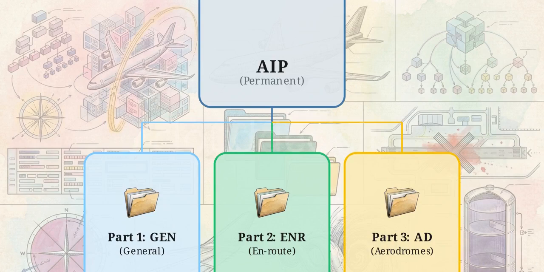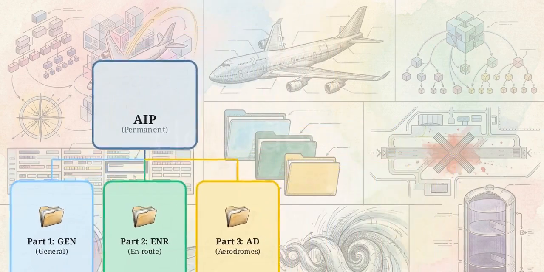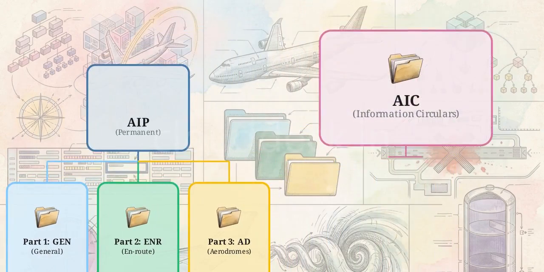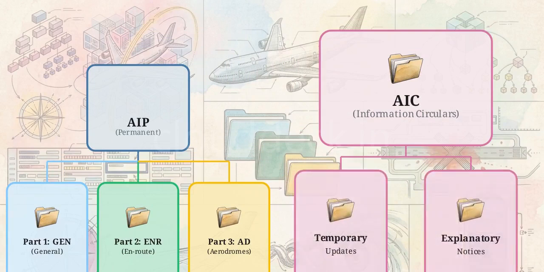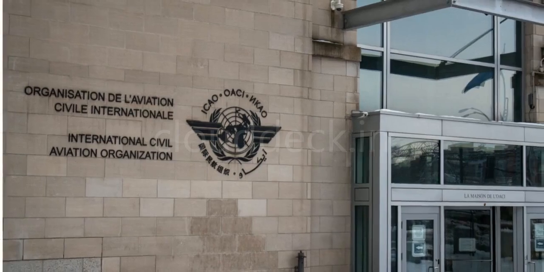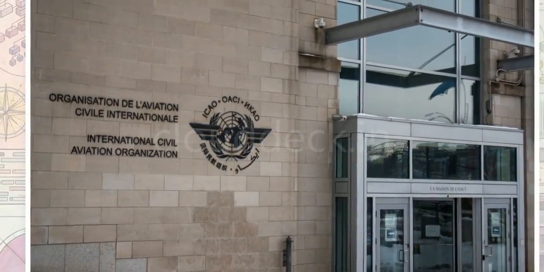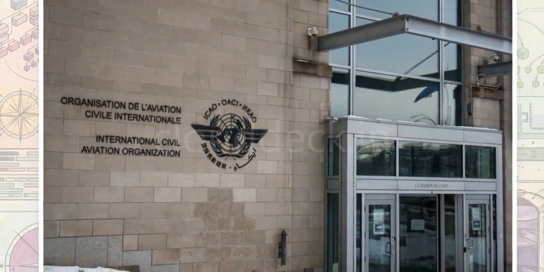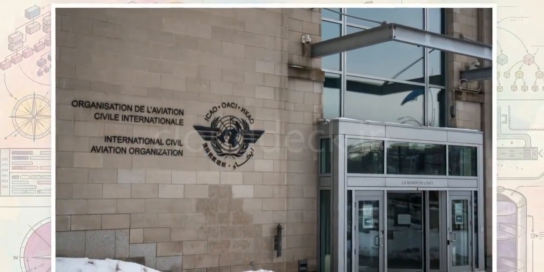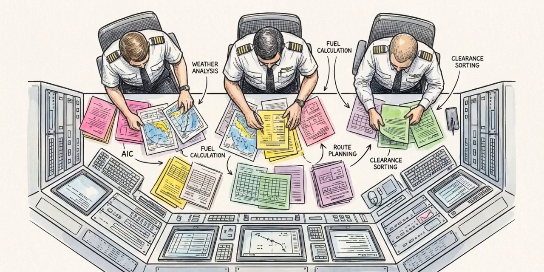While the AIP serves as the permanent foundation, temporary operational updates or explanatory notices require a separate channel. These are published as Aeronautical Information Circulars, or AICs. Because dispatchers and pilots must process these updates rapidly, the International Civil Aviation Organization mandates that AICs be color-coded by subject matter. This standardized system allows for immediate cognitive sorting by the flight crew.